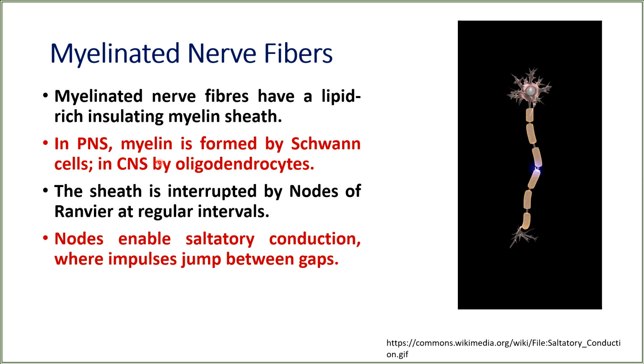In the peripheral nervous system, this sheath is produced by Schwann cells, while in the central nervous system, it is formed by oligodendrocytes. The myelin sheath is not continuous. It is discontinuous, leaving small gaps, which we call the nodes of Ranvier. These nodes play a crucial role in enhancing the speed of nerve impulse conduction, which we call saltatory conduction, where the impulse jumps from one node to the other node.